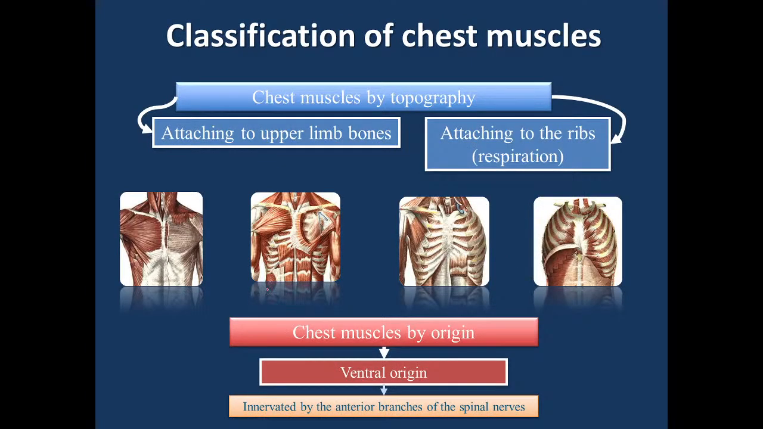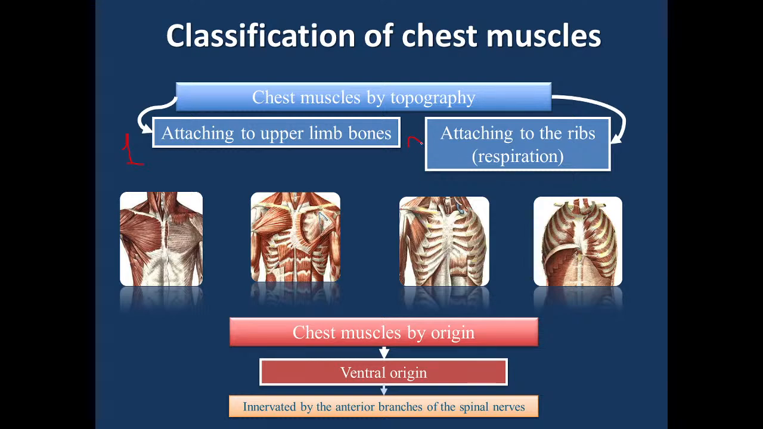Here is the chest muscle classification. You see that by topography, all chest muscles we could distinguish two groups. First group, that is the muscles that are attached to the upper limbs. So these muscles help us to move in the humeral joints and they move our upper limb.